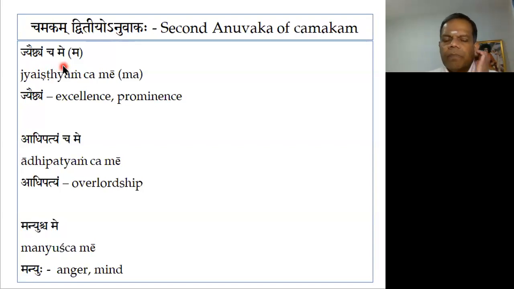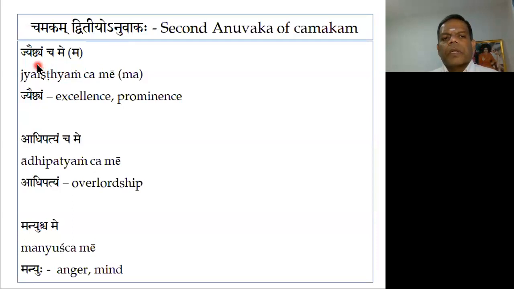Well, chanting, actually you normally would say jyeshthyam cha ma, that ma is because me has transformed into ma because of sandhi, because the following letter is a. The me has become ma, okay? But without that sandhi, it is me. That's how I put it down as jaishtyam cha me.